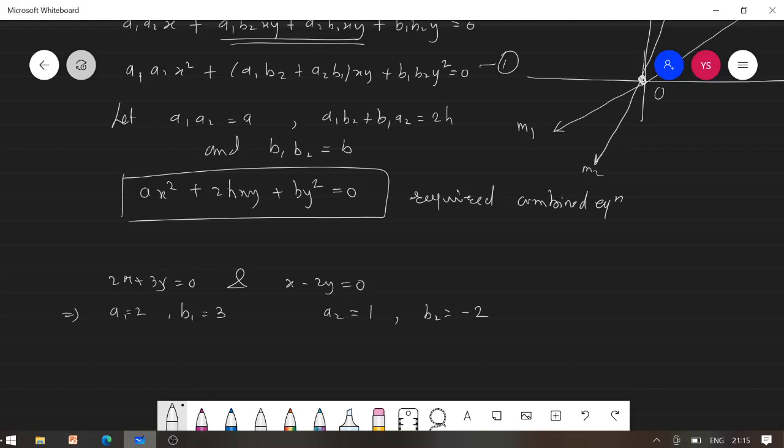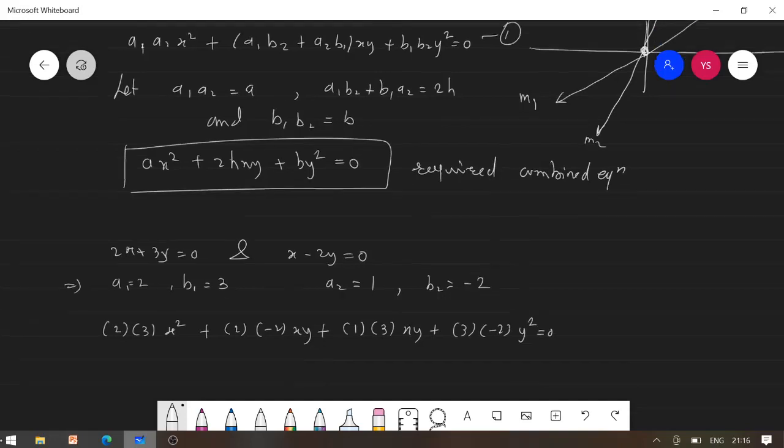We might have minus of 2. So after replacing a1, b1, a2, b2 by their values, we get the combined equation of the form 2 into 3 times x square plus a1 into b2 times xy plus a2 into b1 times xy plus b1 into b2 times y square equals to 0.